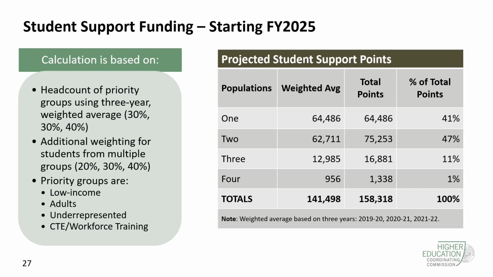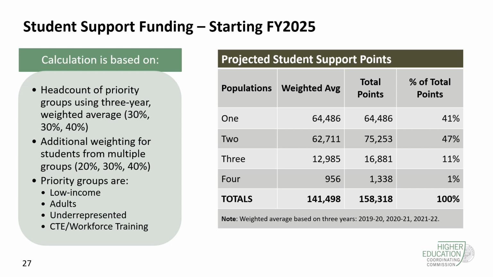And so on the right-hand side in the table, using current data, and we're using the last 3 academic years, 2019-20, 2020-2021, and 2021 and 2022. So the last 3 most recent academic years of data. And this table on the right-hand side shows you by population, 1, 2, 3, or 4, the weighted average number of head count students.